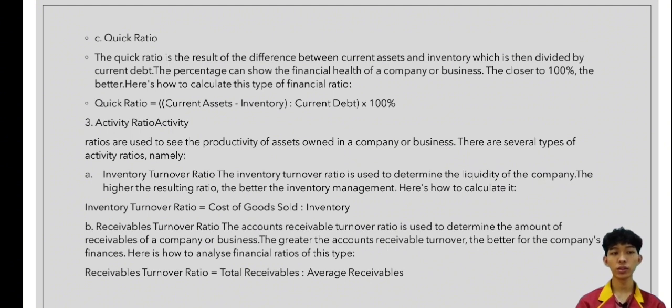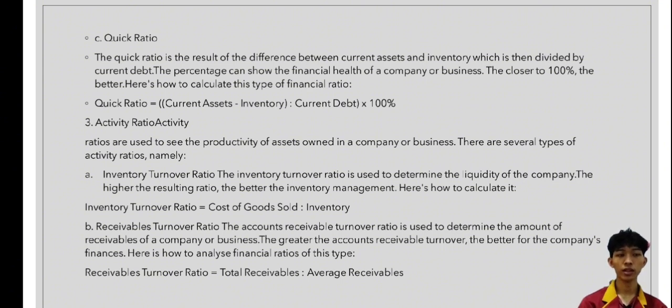Next, quick ratio. The quick ratio is the result of the difference between current asset and inventory, which is then divided by current debt. The percentage can show the financial health of a company or business. The closer to 100%, the better. Here's how to calculate this type of financial ratio. Quick ratio equals current asset minus inventory over current debt x 100%.